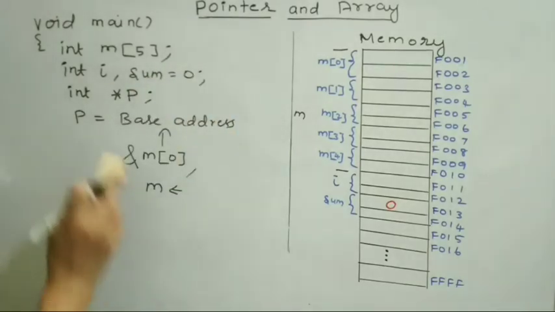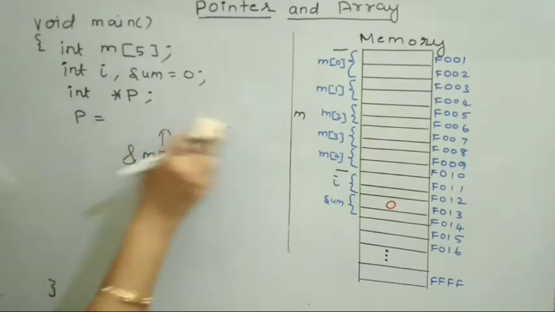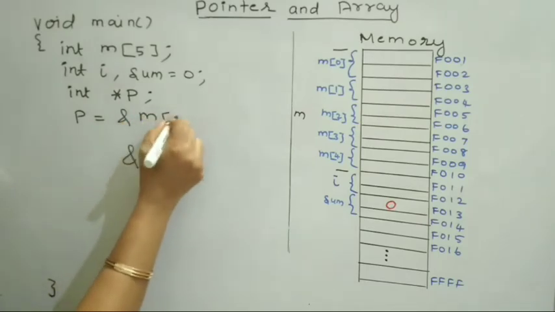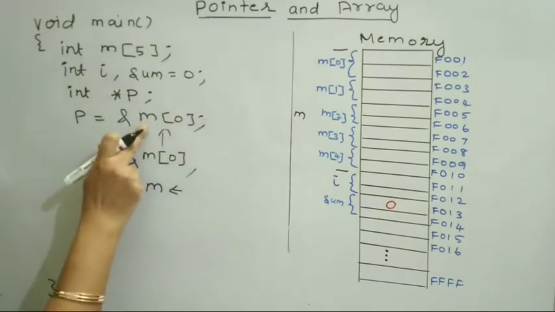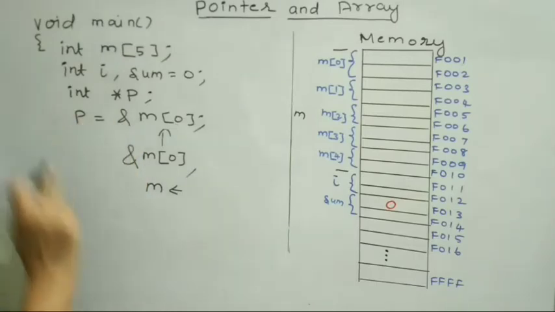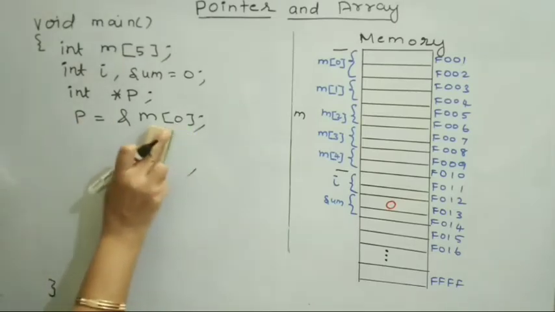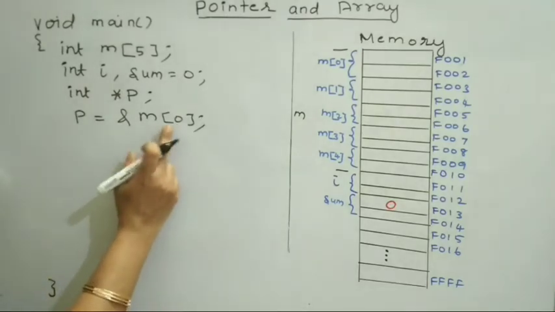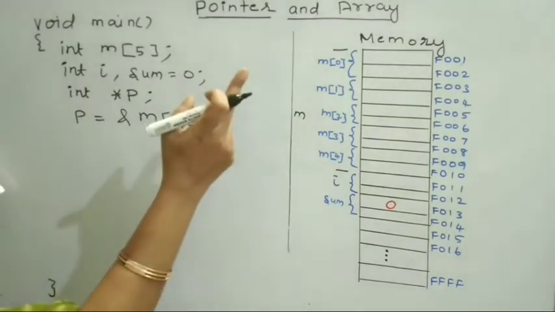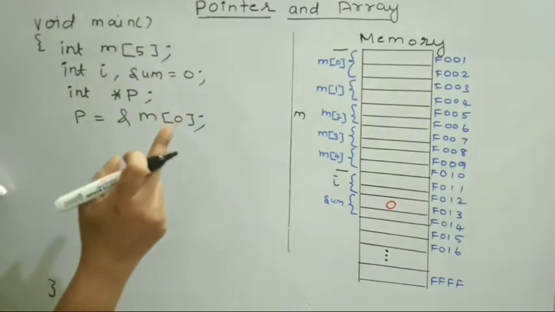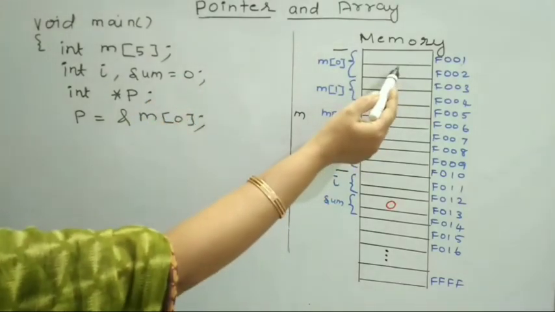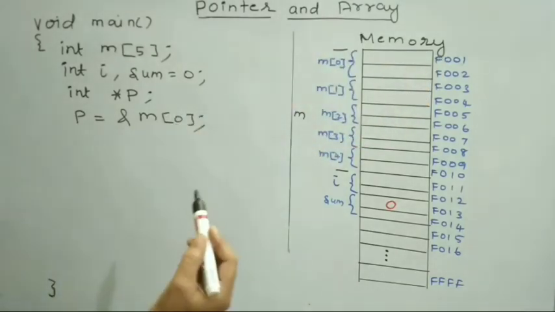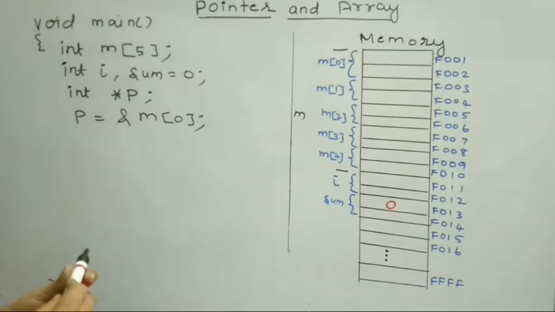To initialize the value of p, among the two expressions, I am going to make use of &m[0]. It fetches the base address, and it is assigned to p. So what is my base address? The address of the first element in this array. The address of the first element is F001. Even though we have allocated two memory addresses, when we take the address of this element, it says F001. F001 is assigned to p.